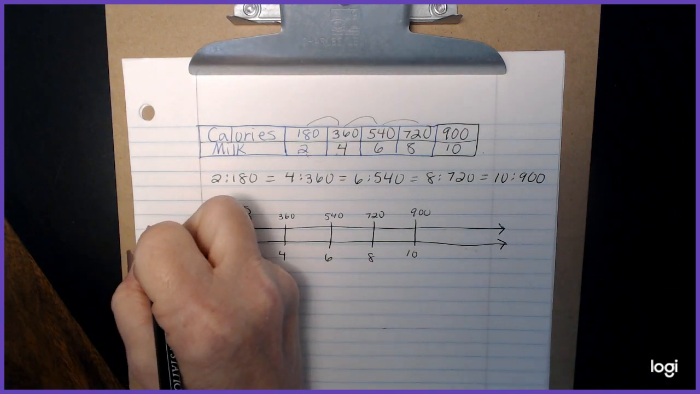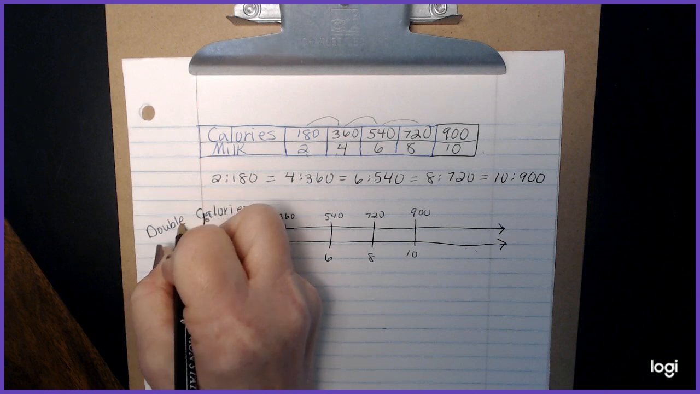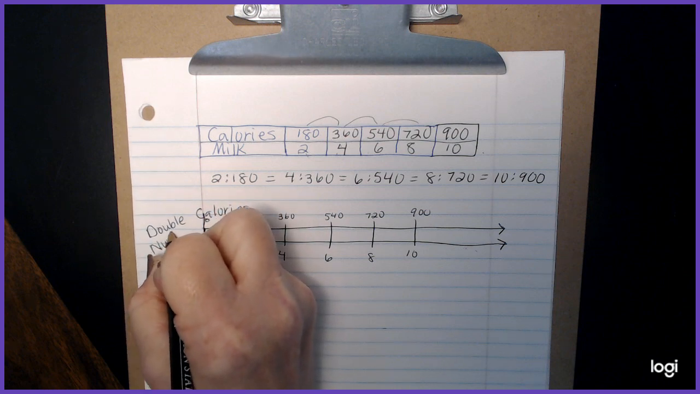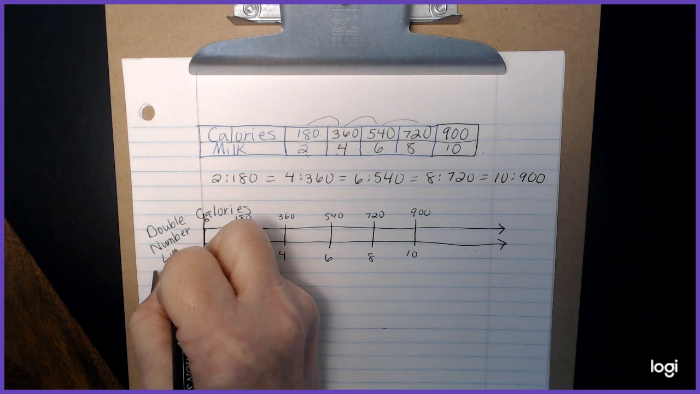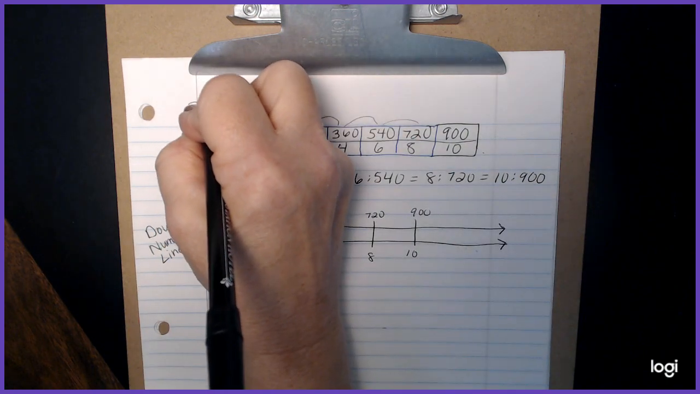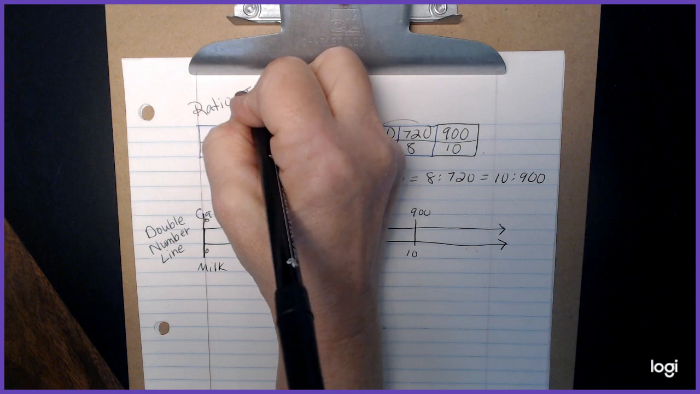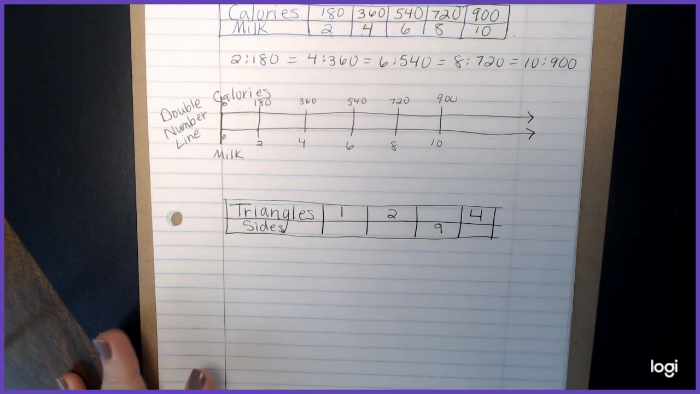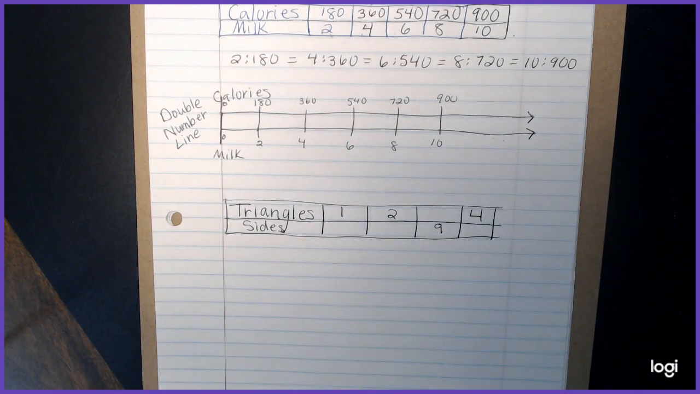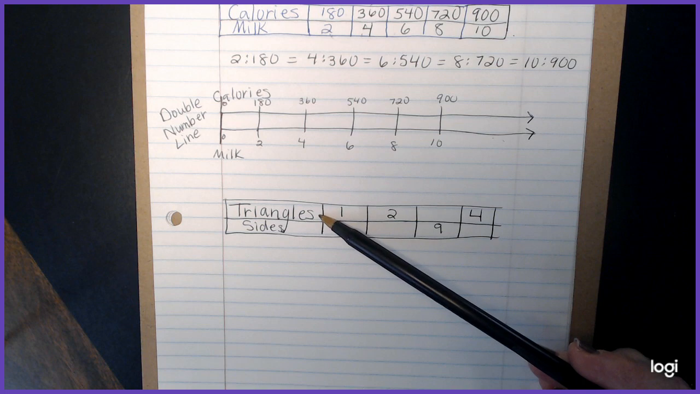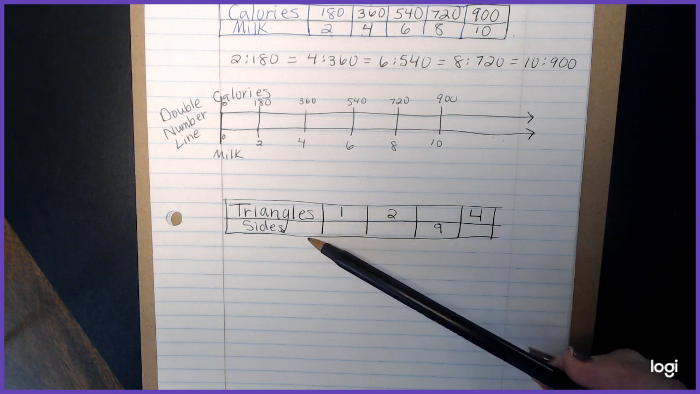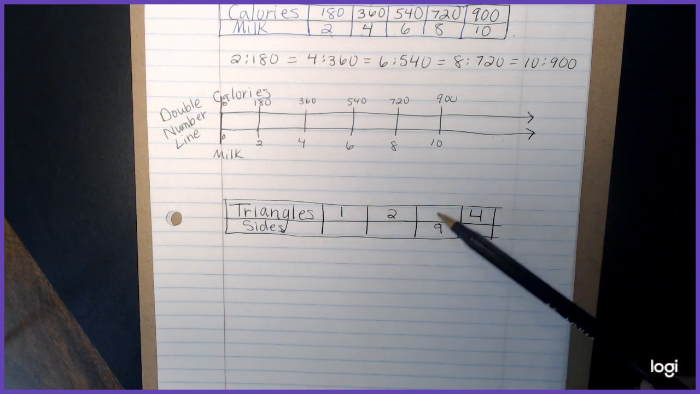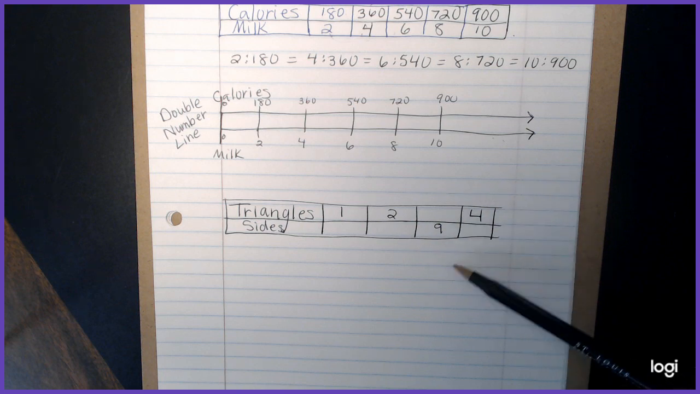So let's go ahead and write over here that this is called a double number line. And then let's put up here that this is called a ratio table. Okay, very good. All right, so what I'd like for you to do is make this next ratio table in your notes for me. You will notice I have the titles or descriptions triangles to sides, and then I've made 4 columns here. I'm going to let you copy this in your notes. Please pause your video so that you can get this written down.